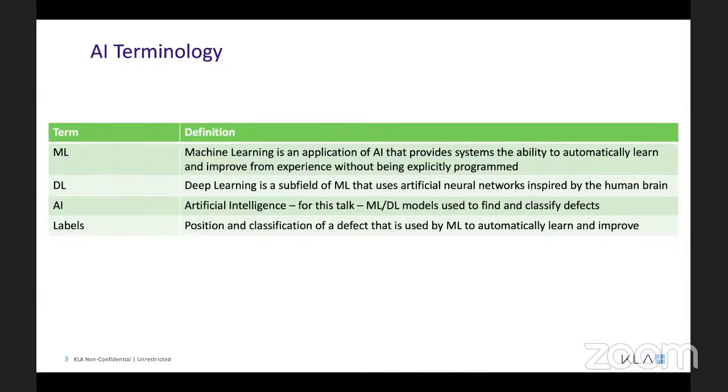And of course, labels are important because in order to train these models, you've got to have good labels. You've got to be able to identify the location of defects and the classification of those defects so that you can train the models to do what a human would be able to do. And this allows us then to have an automated solution that we just talked about.